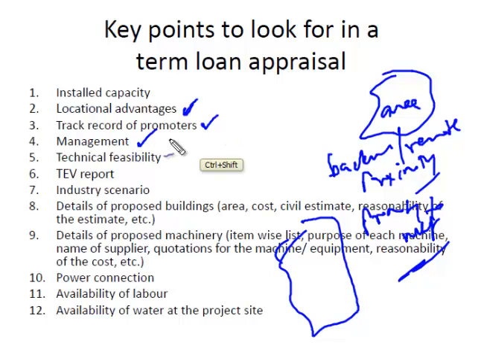Then management, again here we look into the credibility, right? The creditworthiness, how financially sound they are, whether they can bring the required funds, right? Are they honest people? What is the market opinion of this promoter? So these are the issues we look at in the management, besides, of course, the ability to run the unit, right?